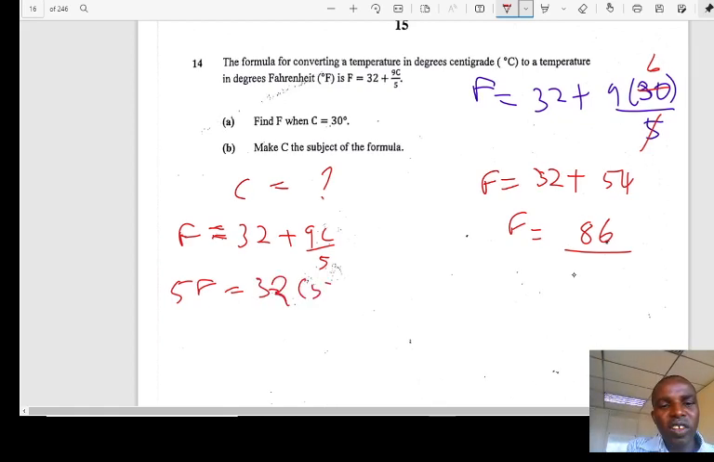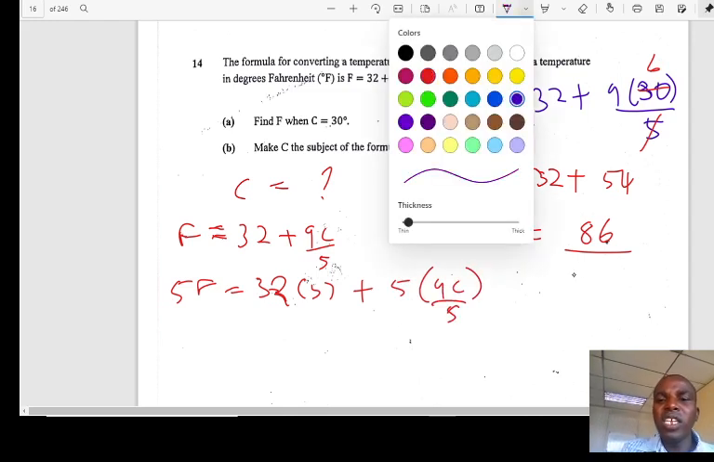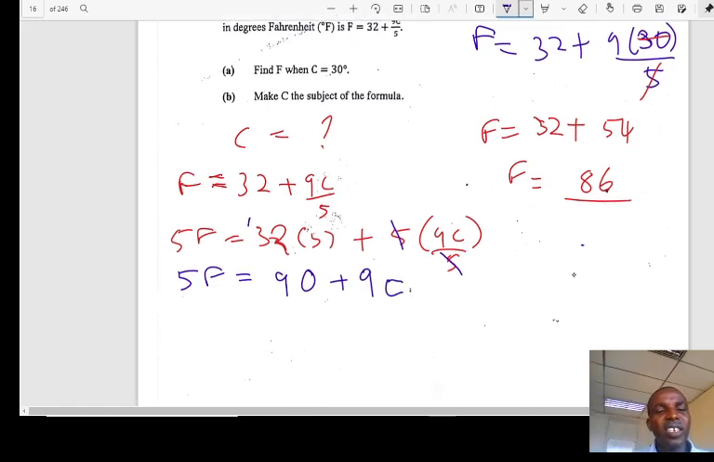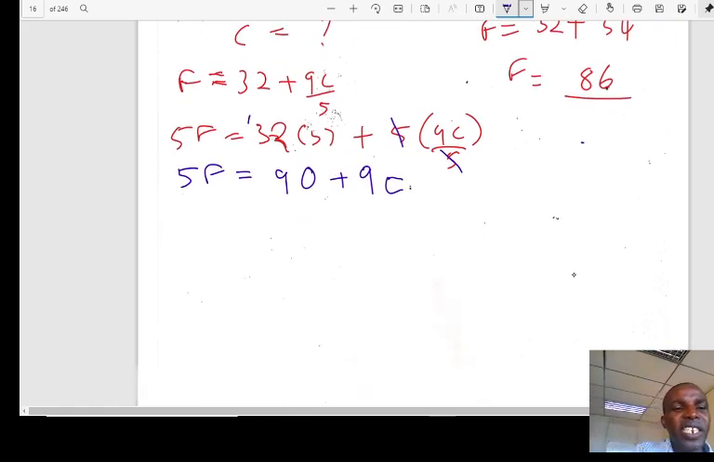32 by 5 plus, then this one 9c over 5. Step by step, because you are making this one the subject of the formula. So step by step, please. 5 will cancel out, so we'll be left with 5f is equal to 32 by 5 is 0 here. It's 90 plus 9c, right? Collect terms without c on the left side here. There's 90. So you say 5f minus 90 is equal to 9c.